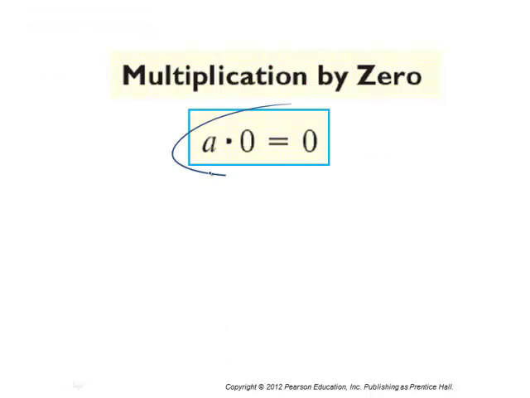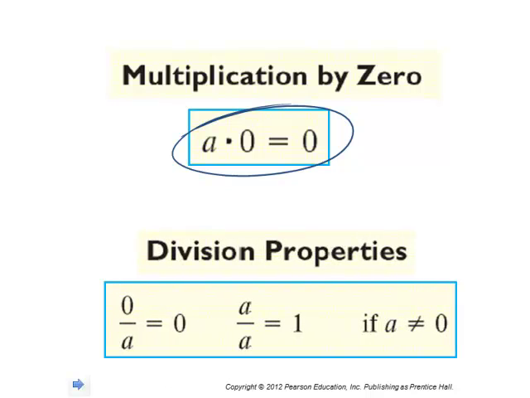By the way, when you take any number times 0, you always get 0. Hopefully we all remember that. And if you take 0 divided by any non-zero number, you get 0. 0 divided by 2 is 0. 0 divided by any number is 0, provided that you're not dividing by 0. Any number divided by itself is 1.